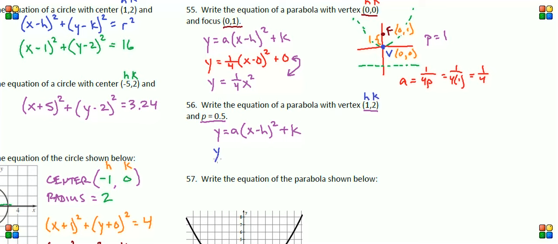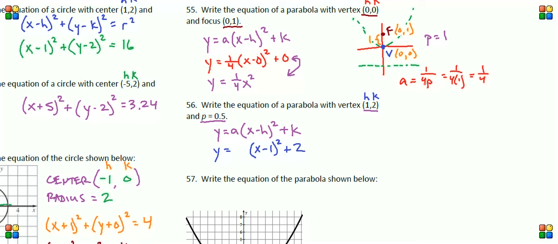Let's write our equation. We don't know what a is yet, but let's plug in our value for h. h is positive 1. That means in our equation it's going to show as (x minus 1) squared plus k. Remember, for k, we keep the sign for a parabola. k is 2, so we leave that as 2. And all we have to do now is find our value of a.